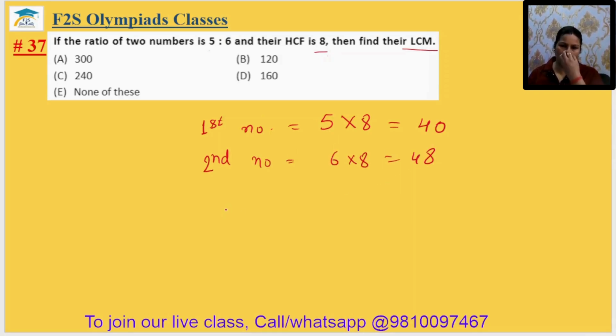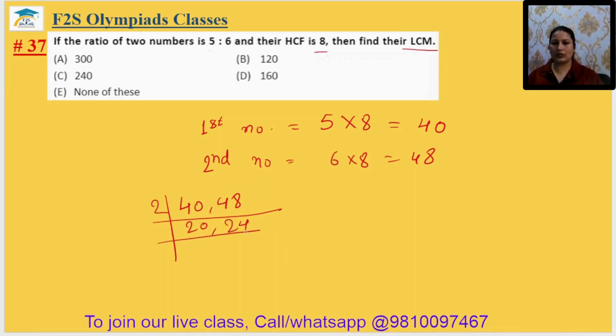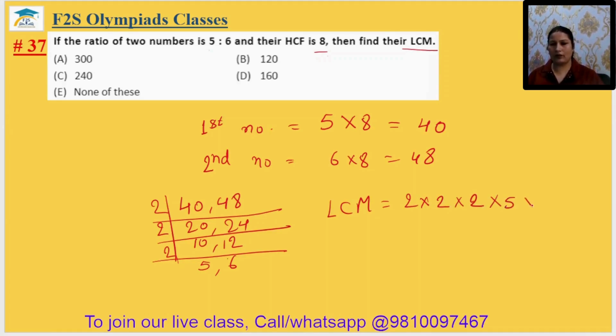What is the LCM of 40 and 48? So let's do it. 40, 48. LCM take 2, 20s are, 2 2s are, 2 4s are. Now again 2, 10s are, 12s are, again 2, 5s are, 6s are. Now no 2. So LCM equals 2 multiplied by 2 multiplied by 2 multiplied by 5 multiplied by 6. 2 2s are 4, 4 2s are 8, 8 5s are 40, 40 6s are 240. That is in option number C. 37th answer is option C.